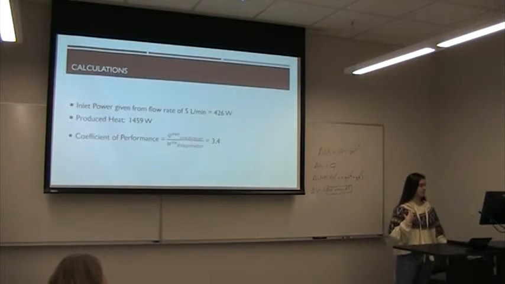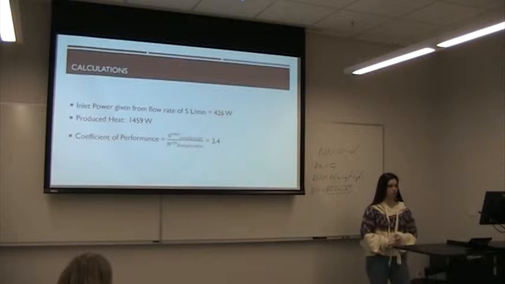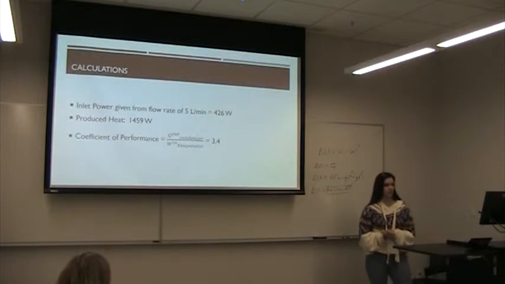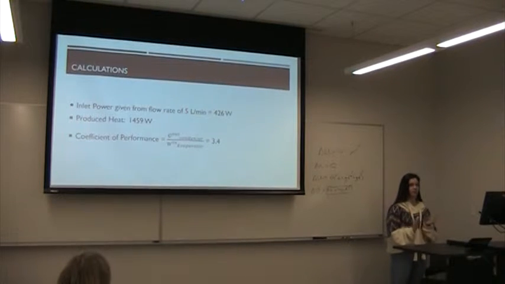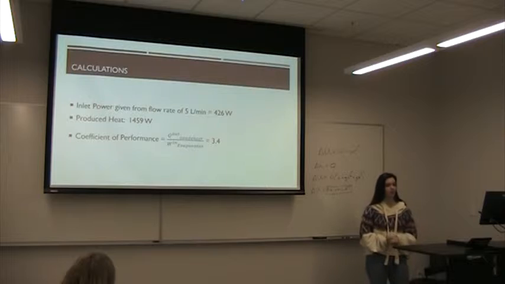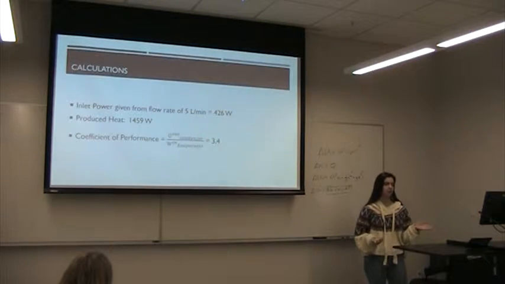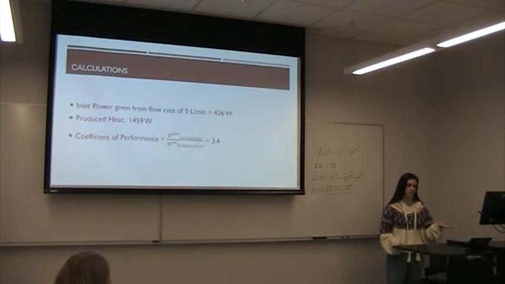From this, we found our coefficient of performance. Using this equation, we found a produced heat, with our Q equal to mCp times delta T. And we got a coefficient of performance of about 3.4. And ideally, we probably want about 1, but 3 is a really good number for what we got.